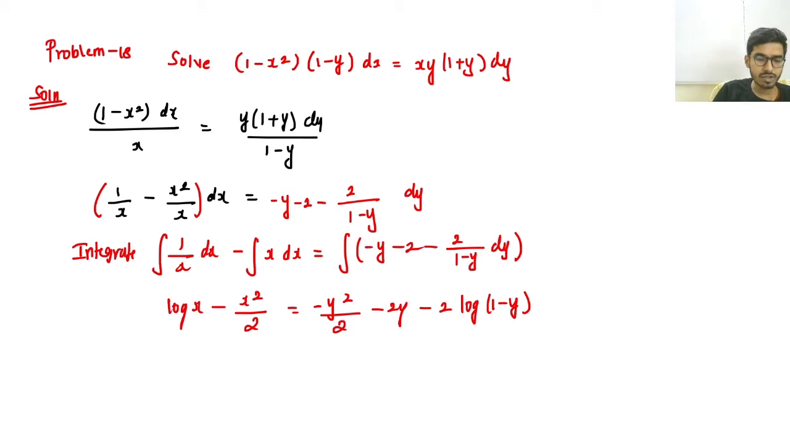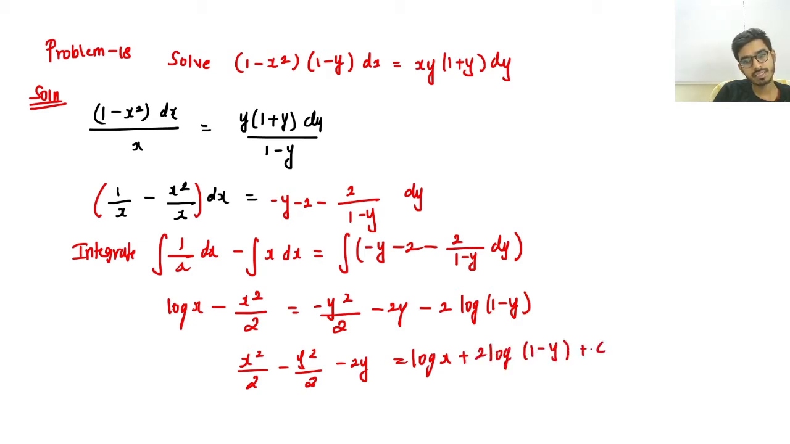Yes. If you want, you can also simplify this to some more extent. You can take this term this side, you can take this term this side, so no problem. So you can simplify this to be equal to x square by 2 minus y square by 2 minus 2y is equal to log x plus 2 log 1 minus y plus c, right?